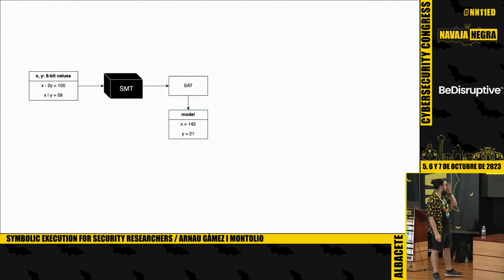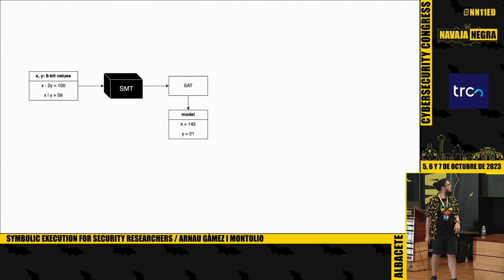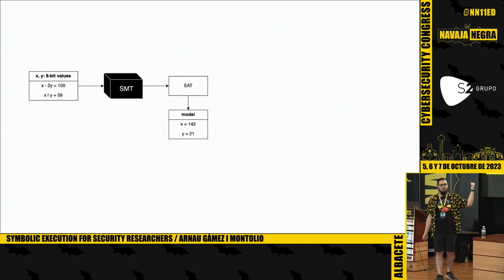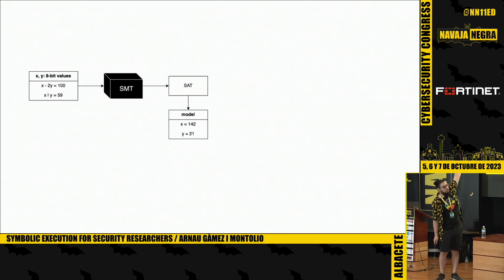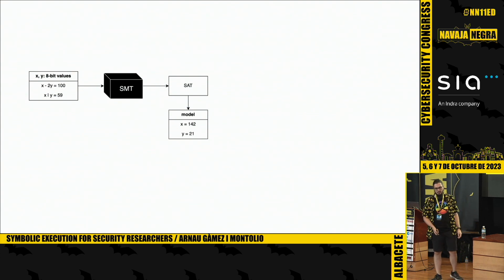So, some example. Let's suppose we have x and y, 8 bit values, and we say the first condition is x minus 2y is equal to 100, and x or y is equal to 59. We have these 2 conditions. We ask our magic black box, which is the SMT solver, hey, can that happen? Is that satisfiable? And the SMT solver will say, oh yes, this is satisfiable. It will give us SAT, and it will give us an actual model. Because if you put x 142 and y 21, then those conditions will be satisfied. Okay? That has nothing to do with whether it's the only solution, the best solution, whatever best means.